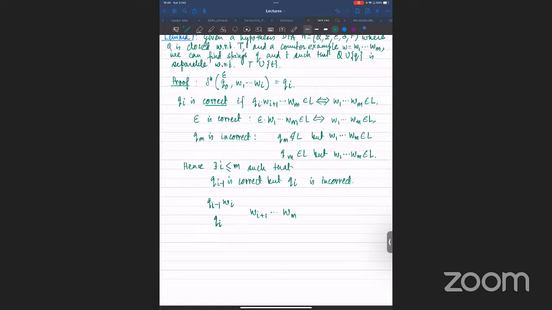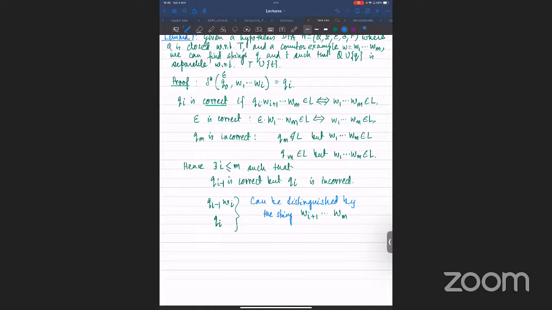So what can you say from here? Qi minus 1 wi and qi, these two strings can be distinguished by the string wi plus 1 to wm. Okay, is it clear?